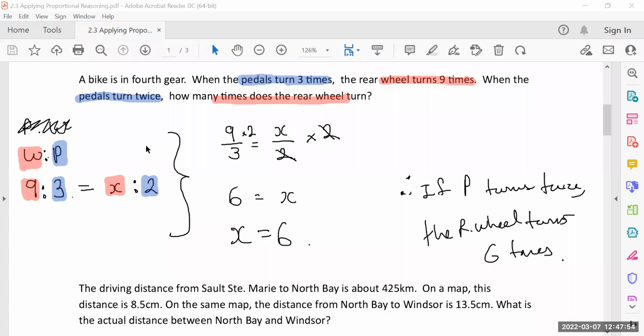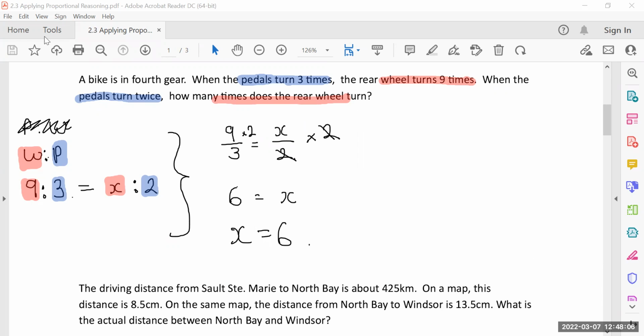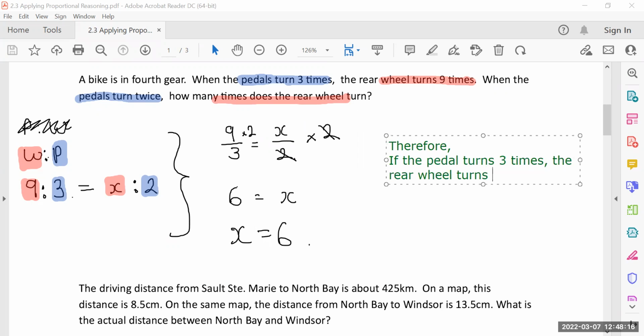Any questions? Why does it say the R? Oh, sorry, the rear wheel. I got lazy writing. I'm terrible with the therefore statements. Even as a kid, I felt like it was a waste of my time. Therefore, if the pedal turns 2 times, the rear wheel turns 6 times. There you go.